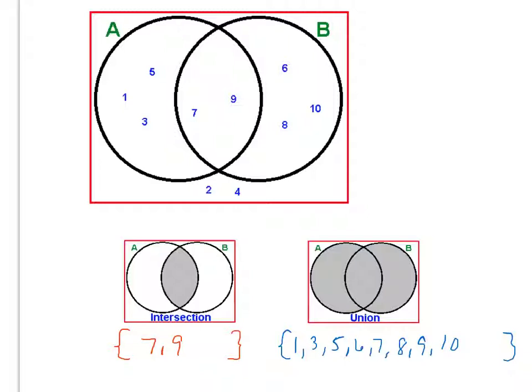So we treat that red rectangle that you see as what is called the universe. Sometimes you'll have values that are outside of the circles but within that red rectangle. So in the universe, not in A and B, of course, would be 2 and 4.